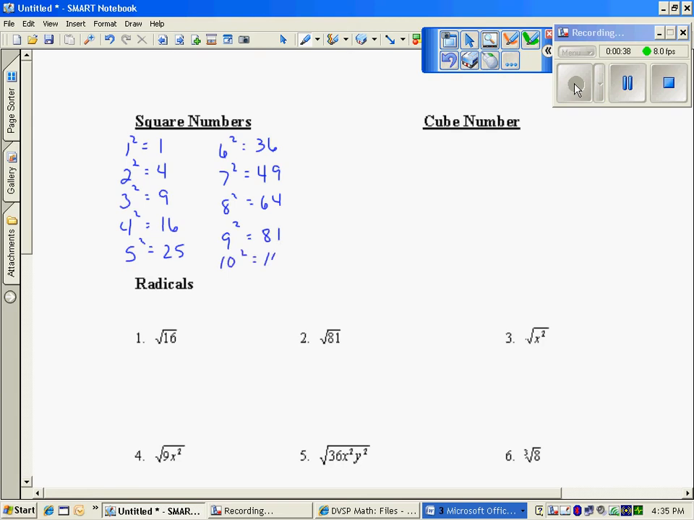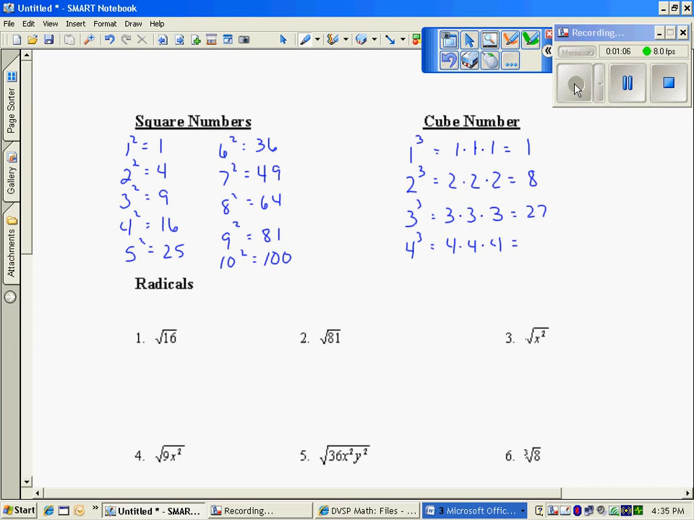10 squared is 100. Looking at the cube, what we're looking at here is 1 cubed. The 3 dimensions are 1 by 1 by 1, which is 1. 2 cubed, which is 2 times 2, which is 4, times 2 is 8. 3 cubed is 3 times 3, which is 9, 9 times 3, which is 27. 4 cubed, and you can see these grow much faster than the squareds.